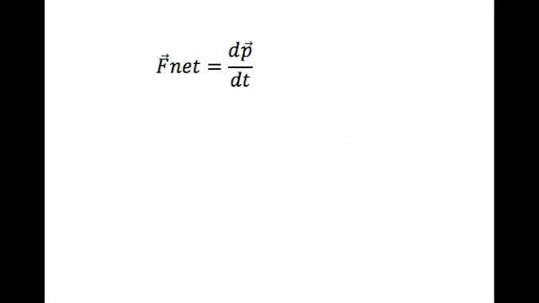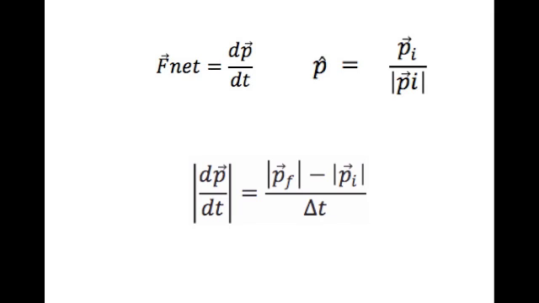After this, we use the momentum principle to find F net and its perpendicular and parallel components. F net is equal to dp over dt, and the direction of dp over dt is p hat, which is the initial momentum over the magnitude of the initial momentum. Therefore, the magnitude of dp over dt is equal to the magnitude of p final minus the magnitude of p initial, all over delta t.